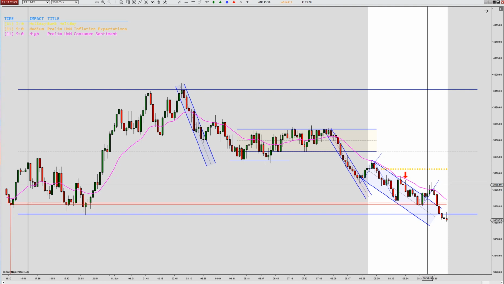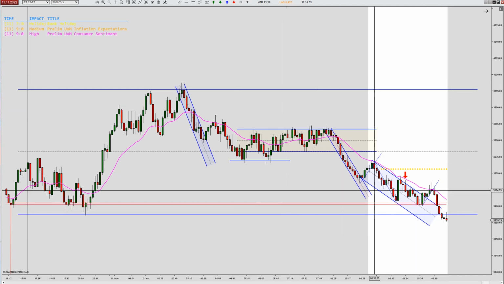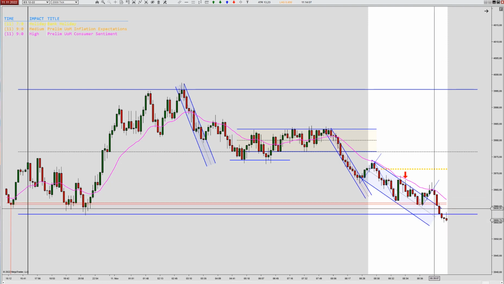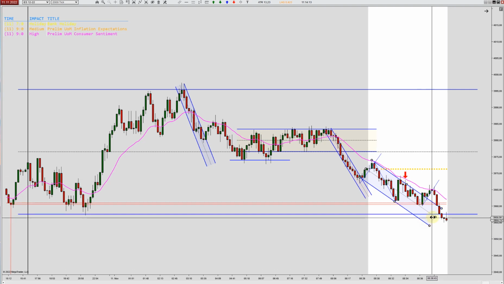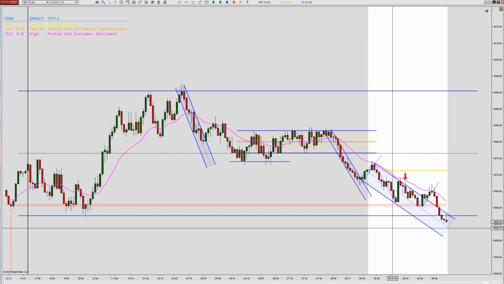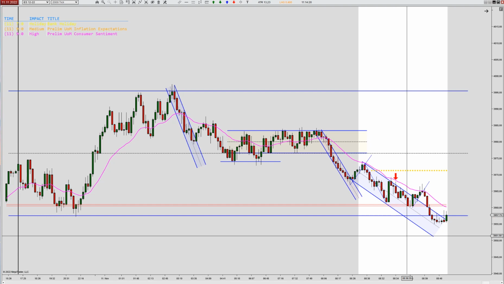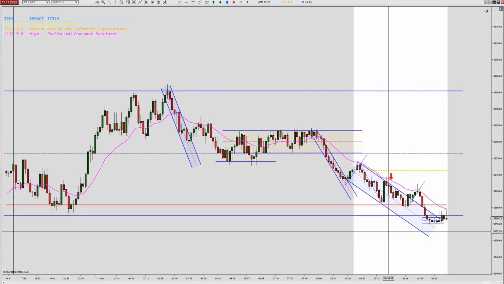I would not take a short now, because whenever we have a range mode, we fade the breakout. That means whenever prices break out of the range, we try to take trades back inside the range, of course when they form and set up correctly. But right now here, I cannot see anything. This is congestion, so nothing to take.